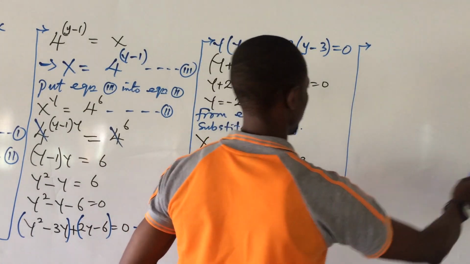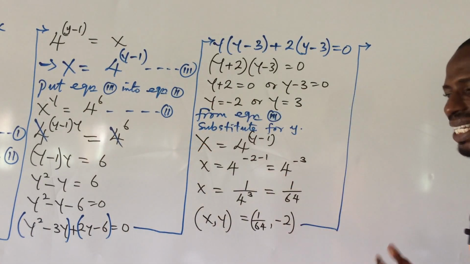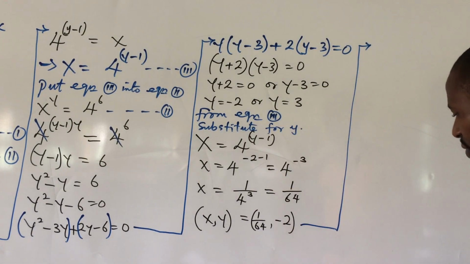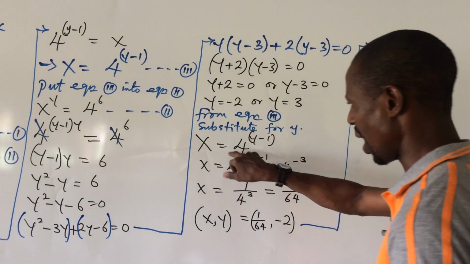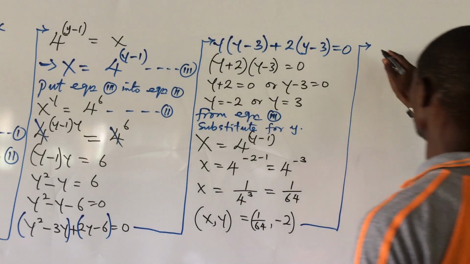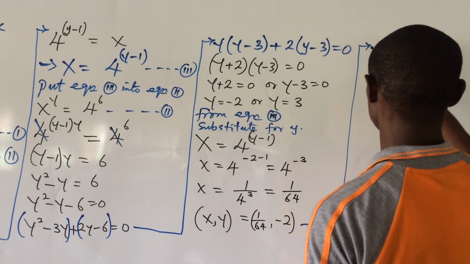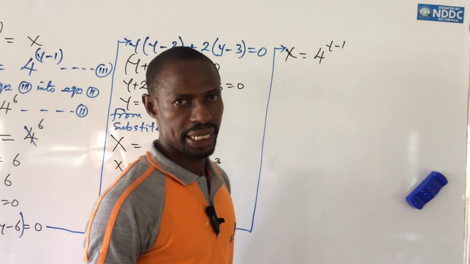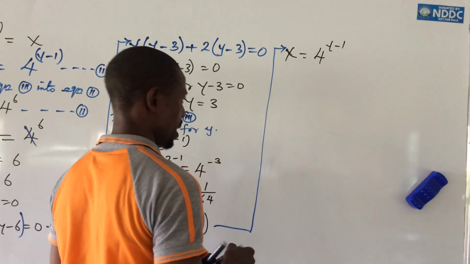From here, we'll now look out for case 2. Case 2 is positive 3. So for case 2, we now go back to our formula again. We have here x equal to 4 to the power of y minus 1. Wherever we see y, we put in 3 there, positive 3.